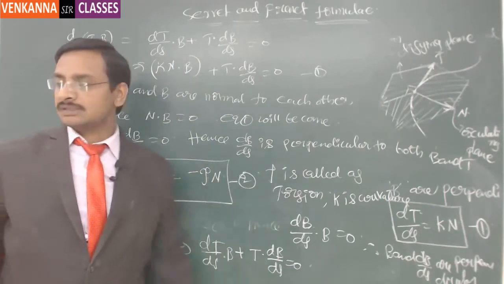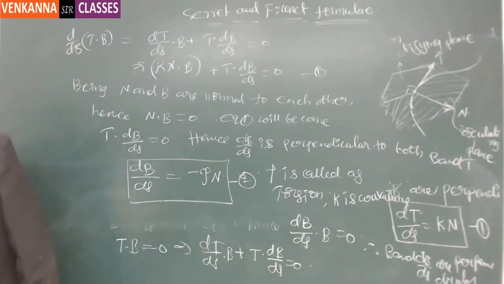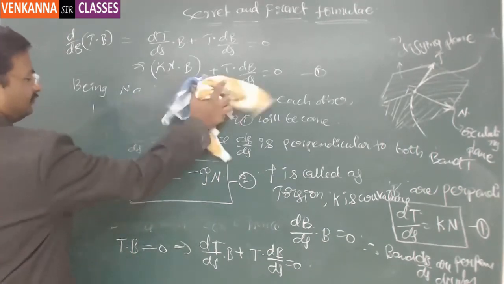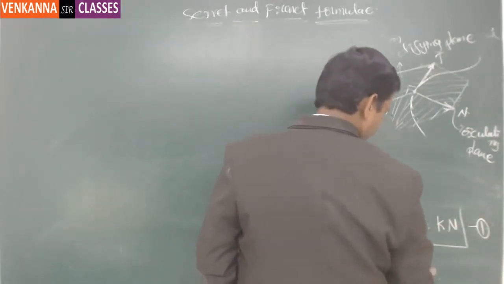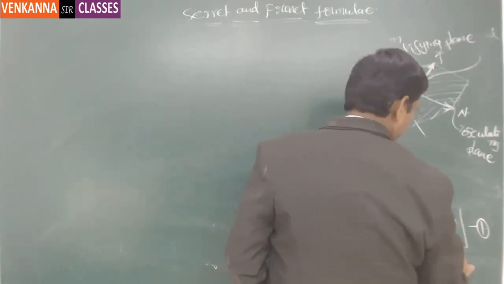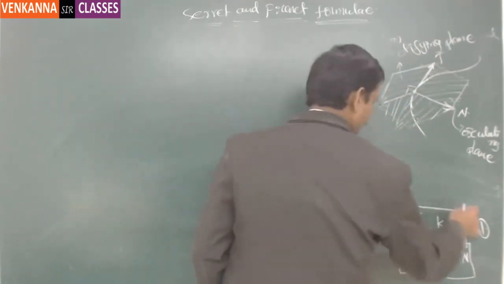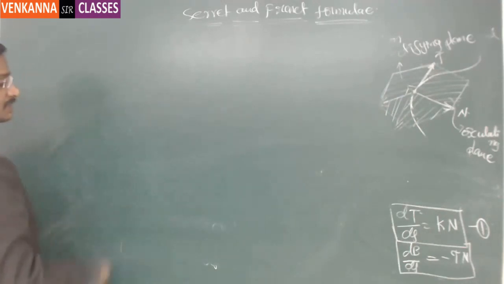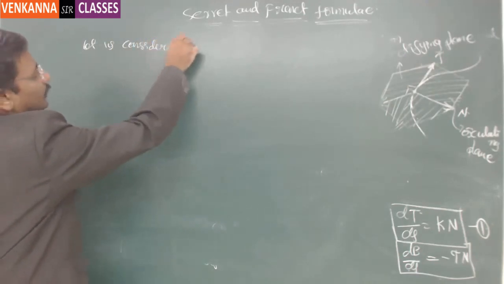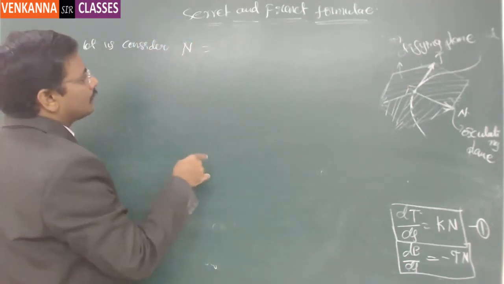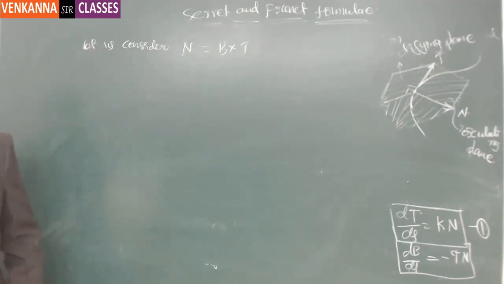Now we are going to discuss the dN/ds value also, based on these two. So dt/ds is equal to Kn and dB/ds is equal to minus tau n. So this is another formula. And the third one is, let us consider n is equal to b cross t.